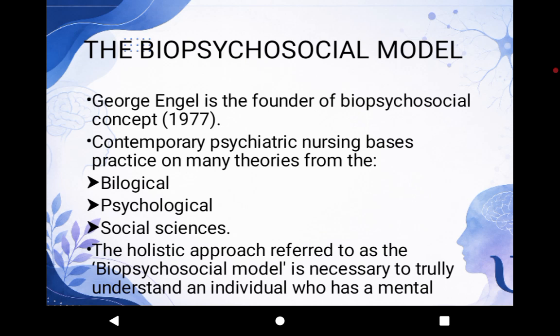Alright, then when you're talking about the Biopsychosocial Model, this was proposed, or founded rather, by George Engel in the year 1977. So its basis was just on the biological, physiological, psychological, and the social sciences, as the word itself, biopsychosocial, says. So bio, you're doing biological, psychological, and social sciences.